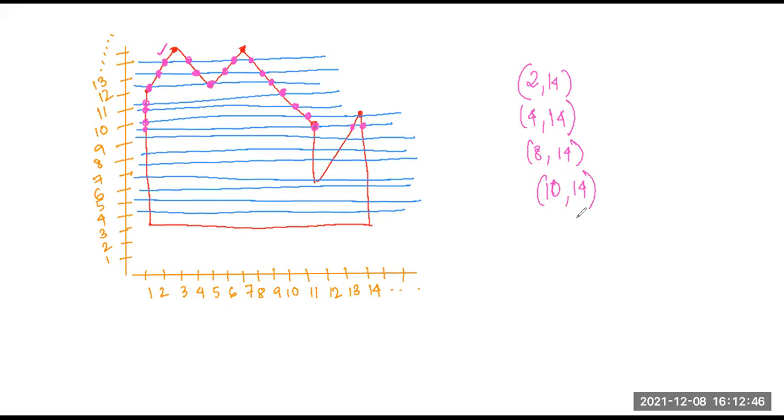Now, given the intersection points, we will sort them in increasing order. Increasing order means we have already written down in increasing order, lower point to higher point. From these, I will take sets of 2 pairs. Suppose these 2 sets I will take. Then these 2 sets I will take.